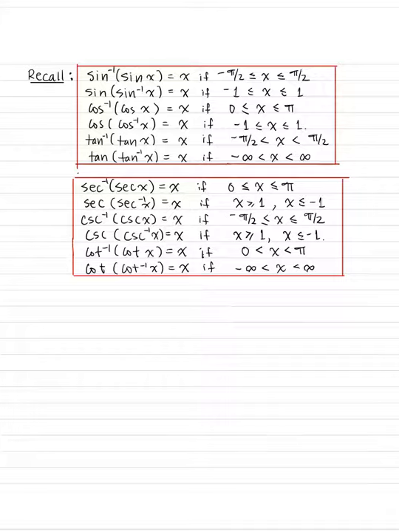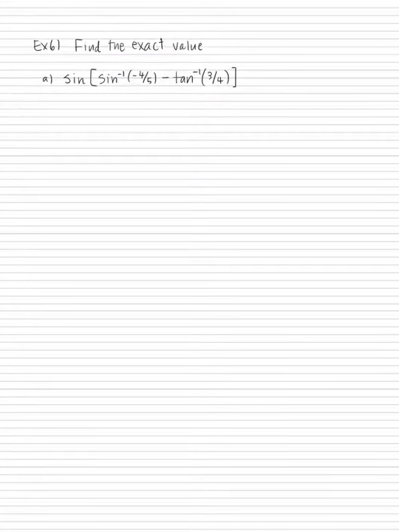Okay, our next topic is finding the exact values of compositions of trig functions. What I did here was I wrote down all the composition properties involving sine, cosine, tangent, secant, cosecant, and cotangent. We have learned this in previous sections, but please keep this in mind while we go over some examples. Let's take a look at example 6. Find the exact value of that.